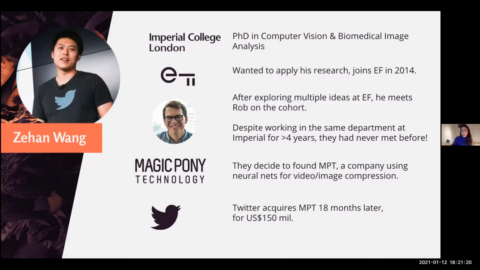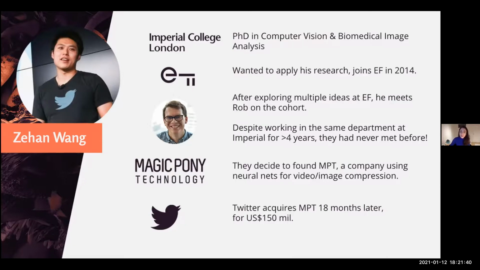And Rob actually had only 1 year of work experience as a software engineer when he joined EF. So funnily enough, they were actually in each other's immediate networks. They were studying together at Imperial, but they didn't know each other. So thankfully, they met at EF, where they founded Magic Pony.